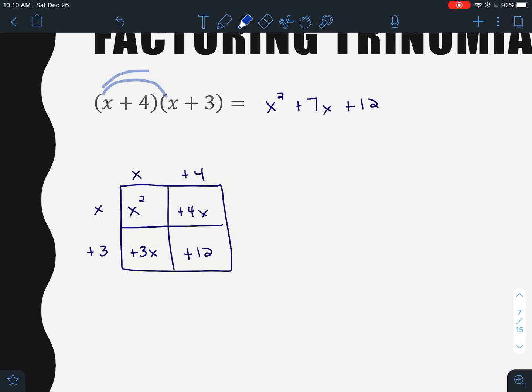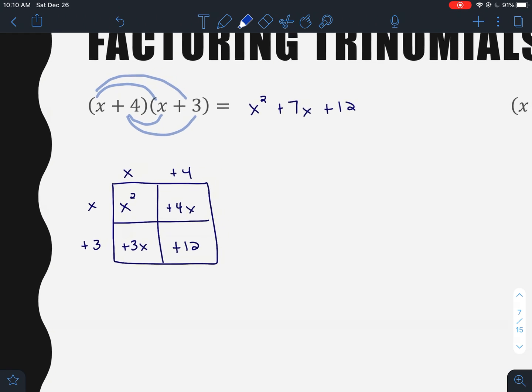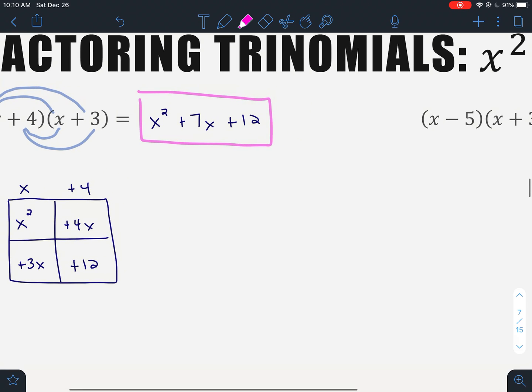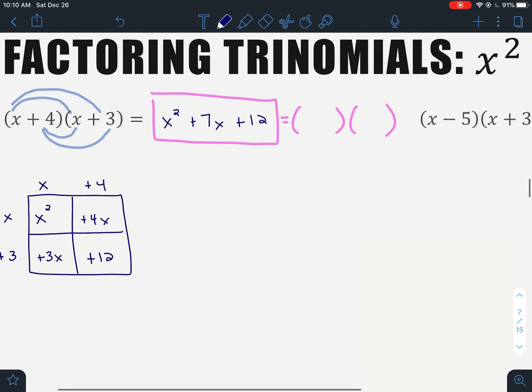That was option 1. Or you could have distributed: x times x is x squared, x times 3 is 3x, 4 times x is 4x, and 4 times 3 is 12, which would have given you those terms in the box. And when you combine like terms, you get x squared plus 7x plus 12. So what we want to do now is take this expression, x squared plus 7x plus 12, and put it back into two parentheses. I want to know what times what would give me x squared plus 7x plus 12.